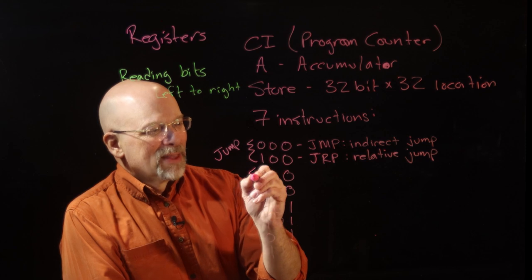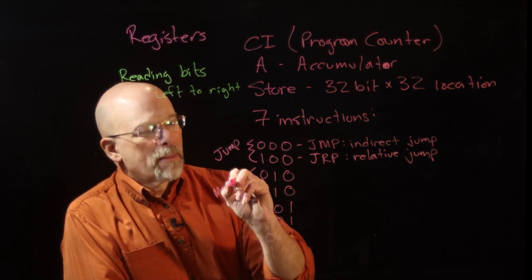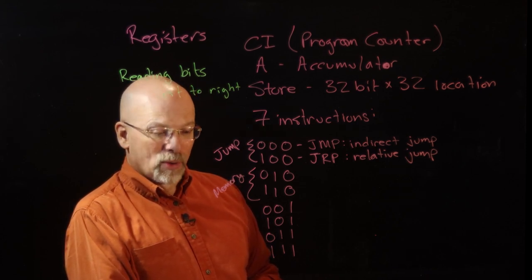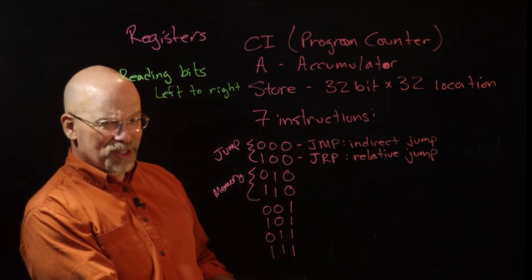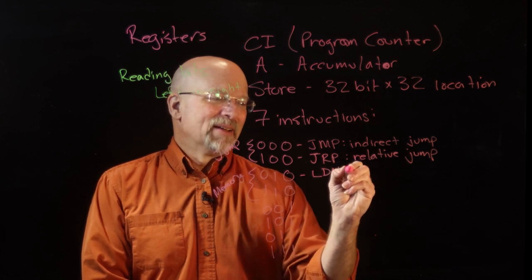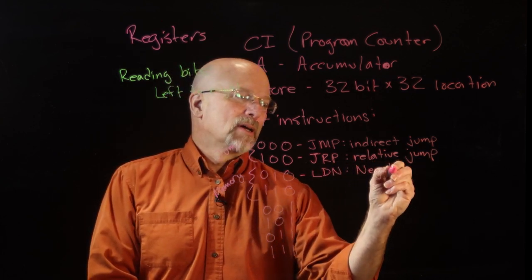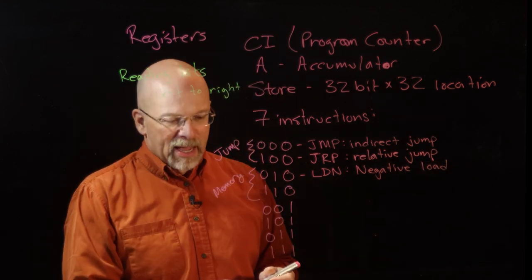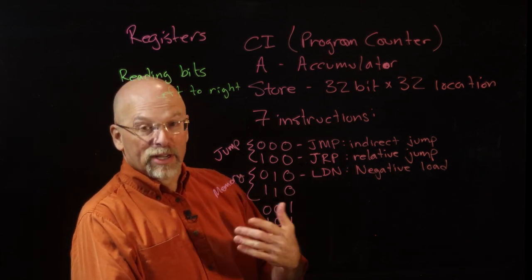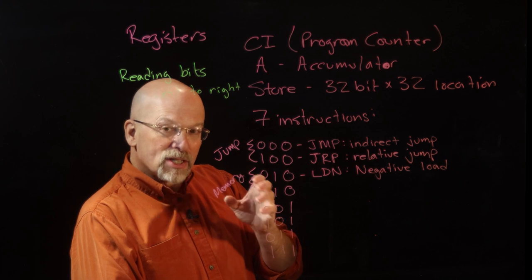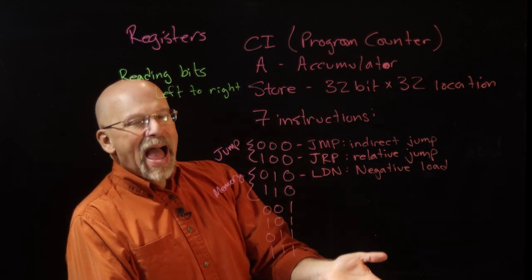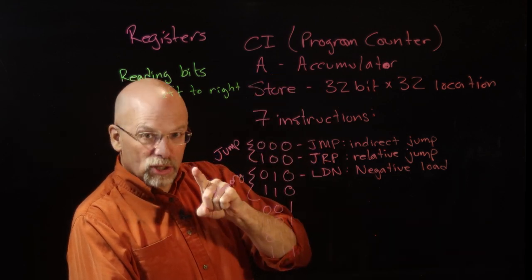All right. Now, these next two instructions are my memory instructions. What do my memory instructions do? Well, I'm loading and I'm storing. Here's where some weirdness starts happening with the Manchester Baby. The first one is LDN, and this is a negative load. Just like the first two instructions, LDN also has a memory address associated with it, and that address is the value that I'm going to load from memory into my accumulator. But as I'm loading it in, I negate it using 2's complement.